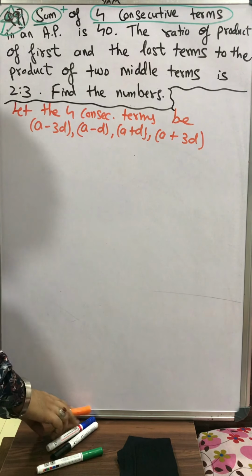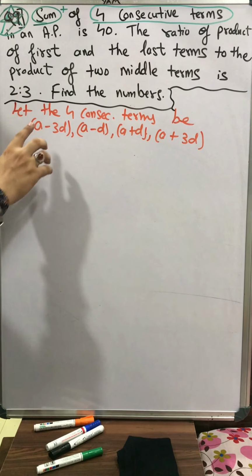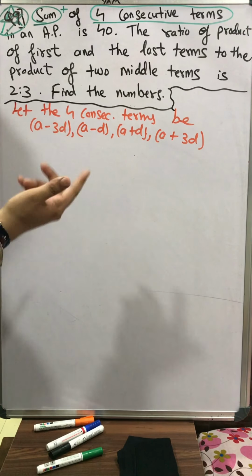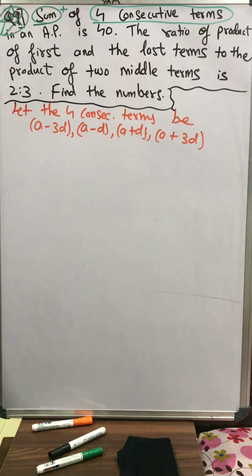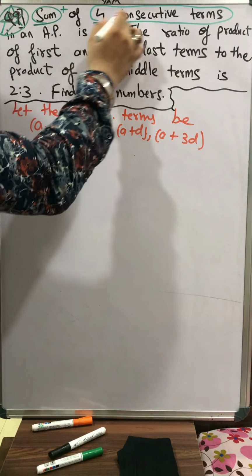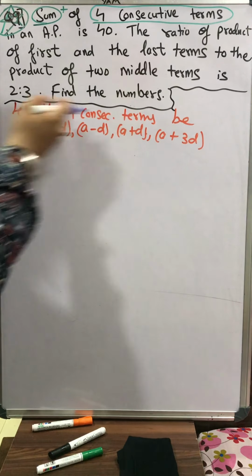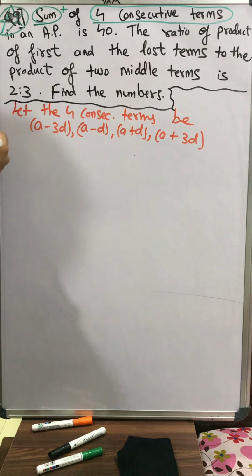Now as I told you, here also we have 2 unknowns. One is a and other is d. If we get to know a and d, then our life is sorted. Let's see, do we have any other conditions here? Sum of the 4 terms. Sum means plus. We just have to put a plus sign in between them.